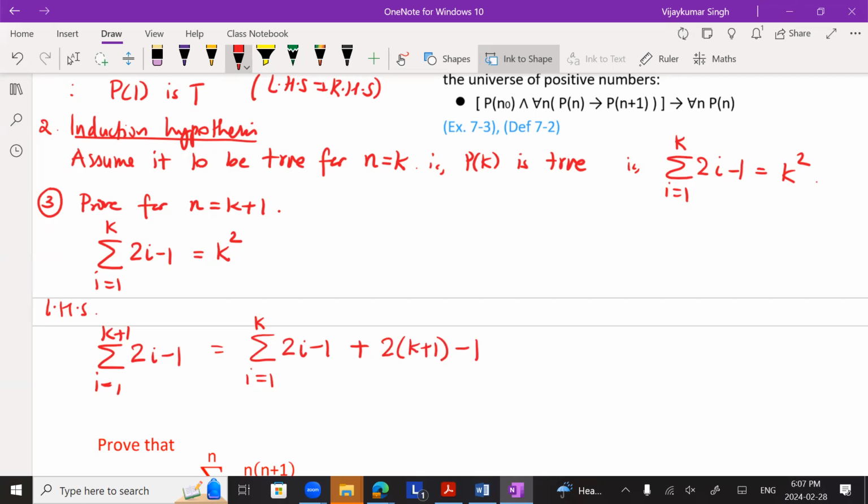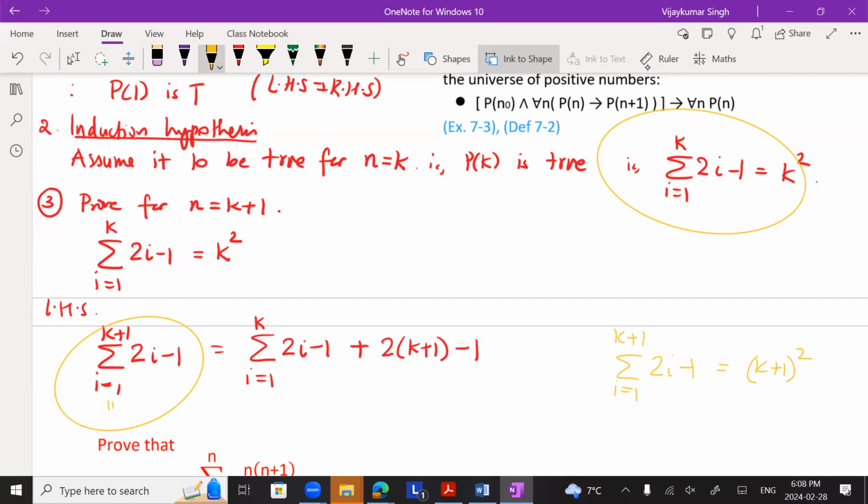Why am I breaking it like this? Because I want to use this part here, right? I want to be able to use this induction assumption part. So let's see, what do we really want to prove? We want to prove that the summation i going from 1 to k plus 1 of 2i minus 1 is going to be k plus 1 the whole square. This is what it means by P(k plus 1) is true. So we will take this here and show that it is equal to k plus 1 squared. Does it make sense?